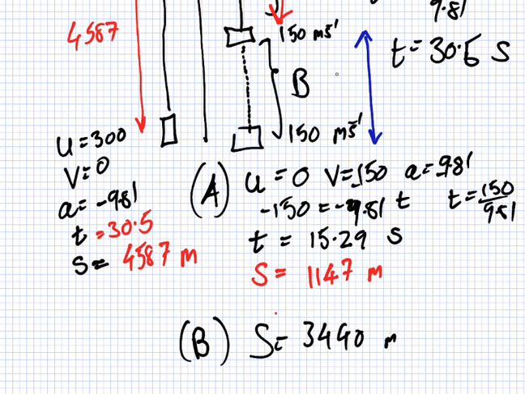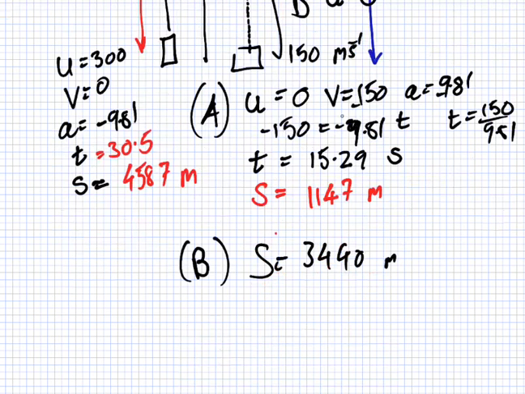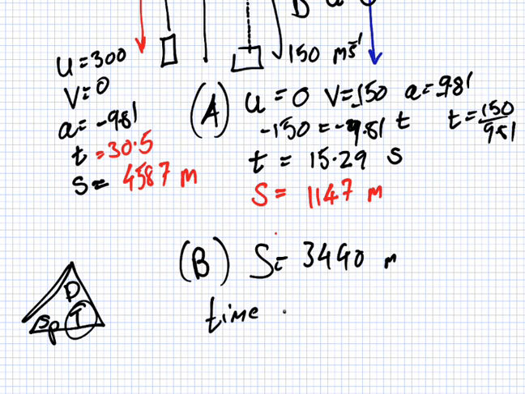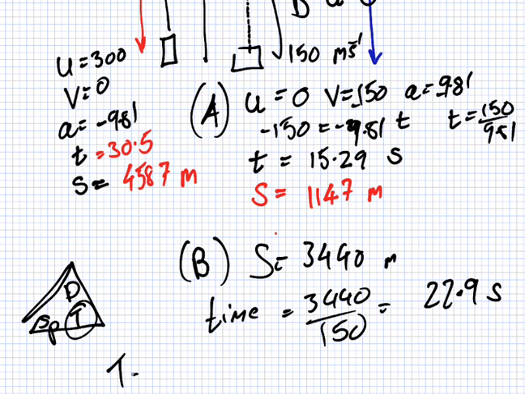For this part of the journey, what's the acceleration? 0. Why is that, KJ? Constant speed. So I'll just use my distance, speed, time triangle. I would like the time, so that's distance divided by speed. So the time is the distance divided by the speed, so that's 22.9 seconds.